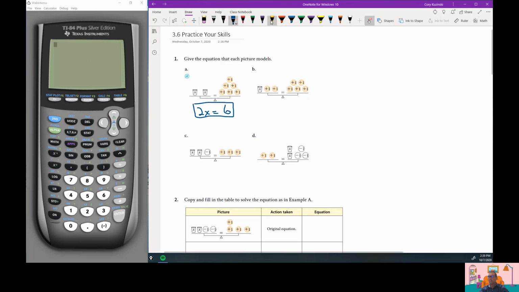All right, on B, change up my color. We got the 1x, and I guess those would be like 2 pennies there, equal to 5 pennies on the right, and that's our equation.